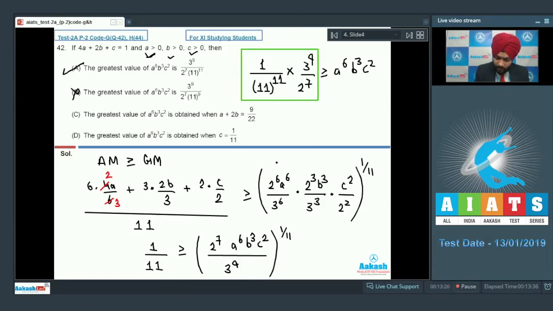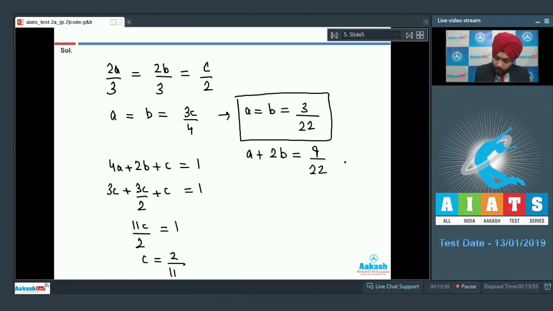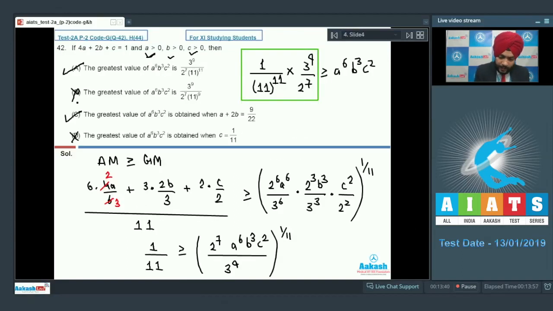So c is 2 by 11, which means that option D is wrong. a equal to b equal to 3 by 22, so a plus 2b definitely equals 9 by 22. So that means option C is correct. Final answer of the question rests as A and C. Okay, AC is the final choice.